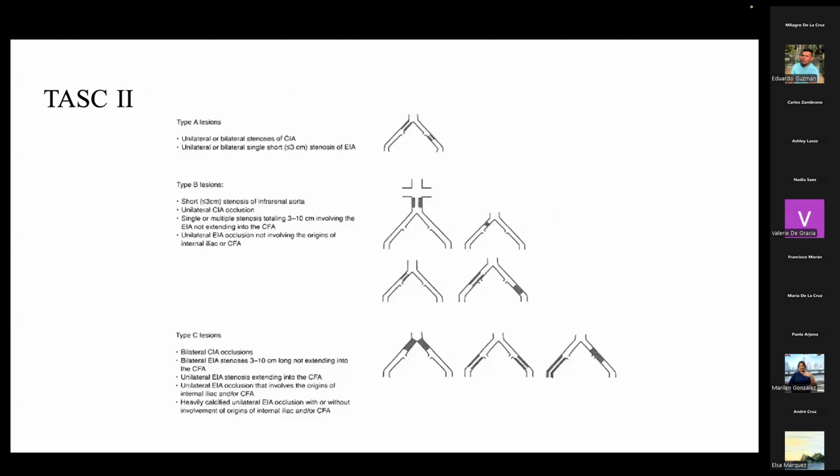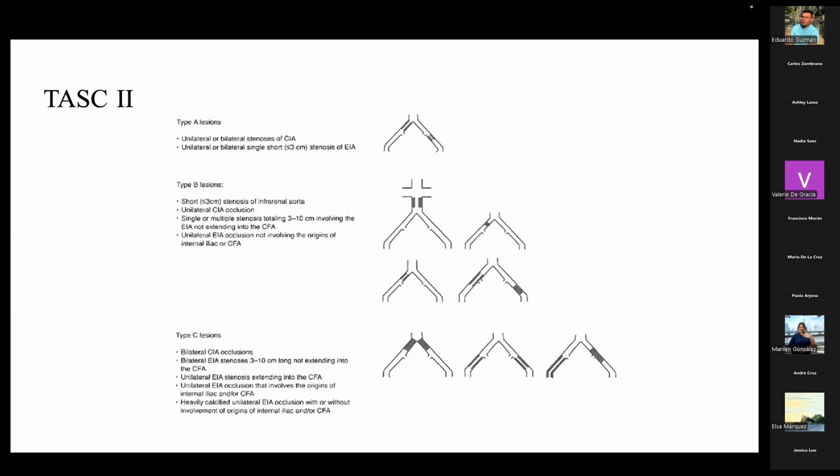The TASC 2 classification, I'm not going to bore you too much with this, but vascular surgeons, we do this to classify these lesions and determine what's our treatment approach. You've got type A with isolated non-occlusive lesions that are equal to or less than 3 centimeters in length. The type B lesions, which can be associated with an infra-aortic stenosis or a unilateral occlusion of the common iliac. It's not extensive. It's usually single or multiple stenoses, totaling only about 3 to 10 centimeters.